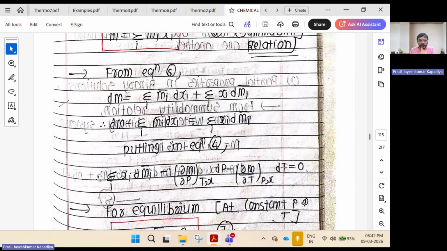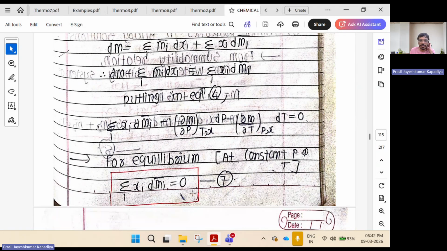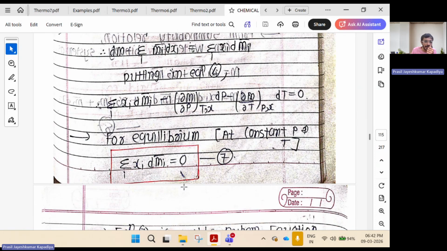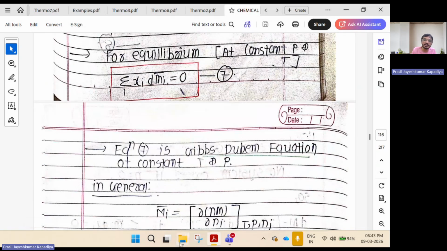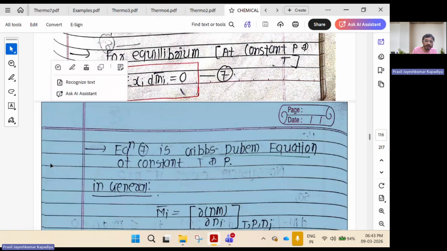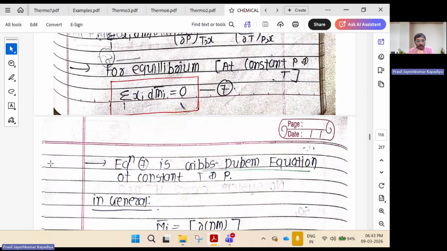This is equal to 0. Now when we are dealing with thermodynamic equilibrium, temperature and pressure remain constant. So these two terms are going to be cancelled out, and we are only left with summation xi dmi bar is equal to 0 at constant temperature and pressure conditions. This is called the Gibbs-Duhem equation at constant temperature and pressure when we are dealing with partial molar properties.